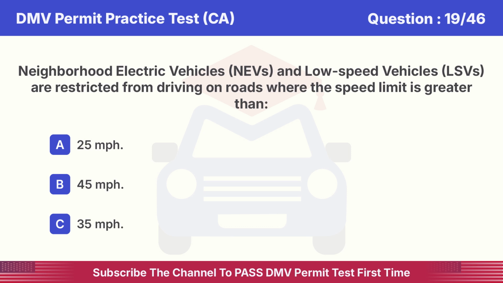Question 19. Neighborhood electric vehicles (NEVs) and low-speed vehicles (LSVs) are restricted from driving on roads where the speed limit is greater than Option A, 25 miles per hour. B, 45 miles per hour. C, 35 miles per hour. Answer is C, 35 miles per hour.